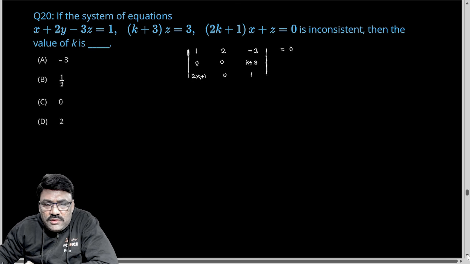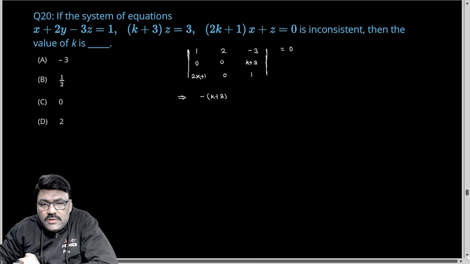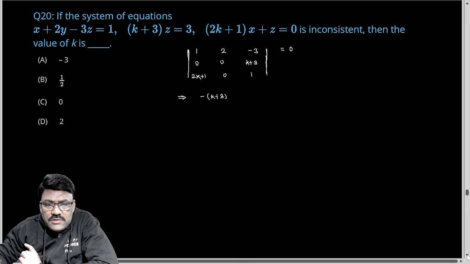Now you can see that in the second row we have 2 zeros. So let's expand it through the second row. If I expand it through the second row, I will get minus K plus 3. This one and this one disappear, so it is 0 here. And then 2 times 2K plus 1. Let me check if I expand here. 1, 2, minus 3. Then I have 0, 0, K plus 3. It is correct. 2K plus 1, 0, 1. It is correct. So this determinant should be 0 for inconsistency.